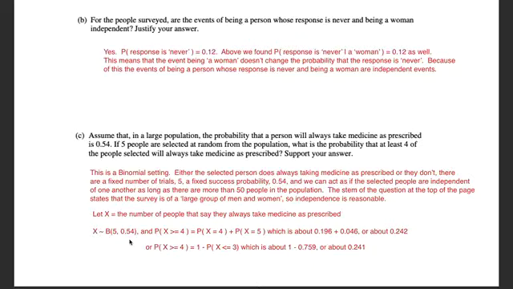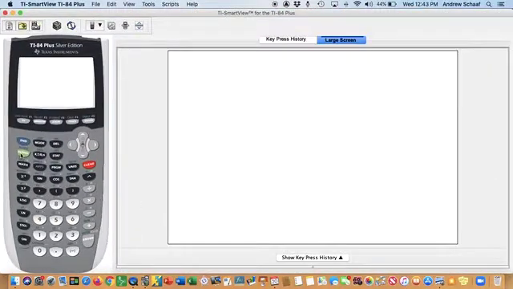That is perfectly fine. So then I'm interested in the probability that at least 4 people selected will always take their medication as prescribed. So at least 4 includes 4 or 5 successes. You could write that as the probability that X is greater than or equal to 4. Well, that's just the probability of 4 plus the probability of 5. And I found those 2 probabilities by using the binomial PDF command. So let me review that with you.